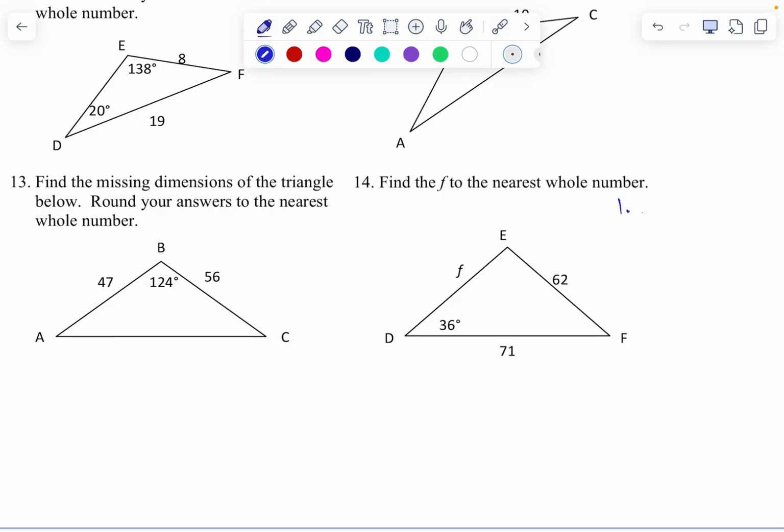Is it a right triangle? And we know it's not. Actually, we don't know it's not. We just don't know that it is. So we can't use right triangle trig if we don't know that it's a right triangle. Okay, number 2, what's our next question?